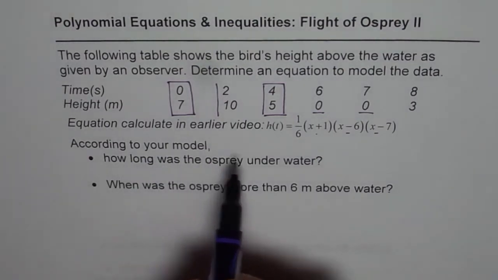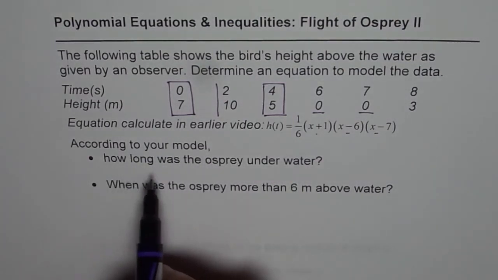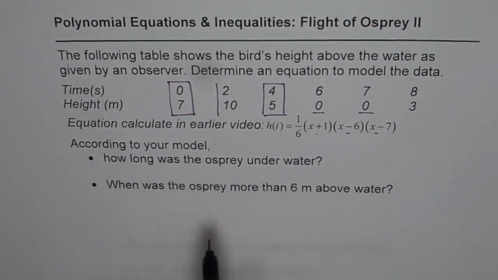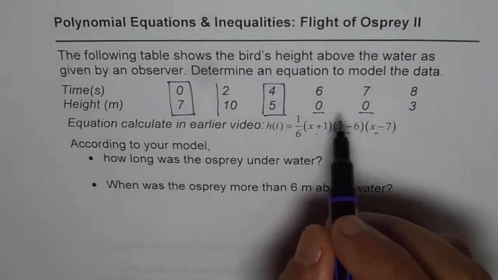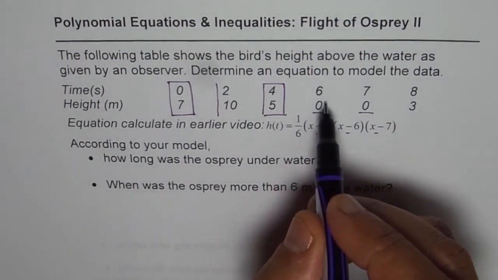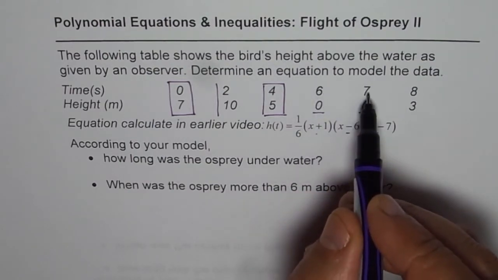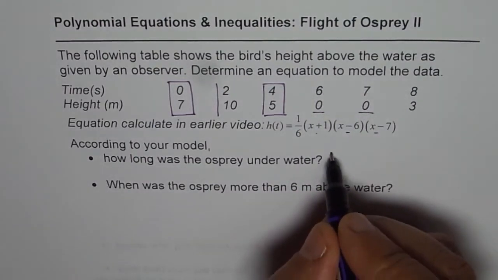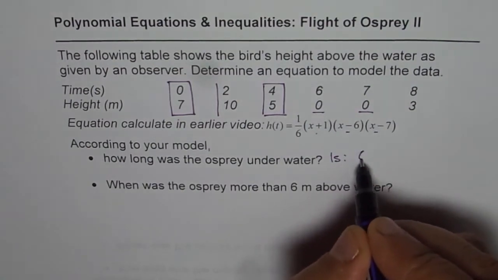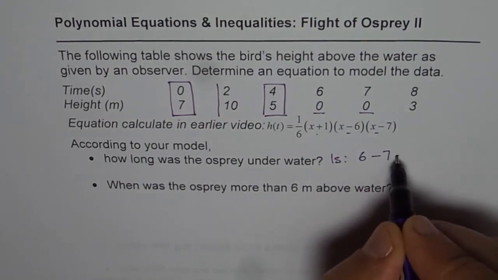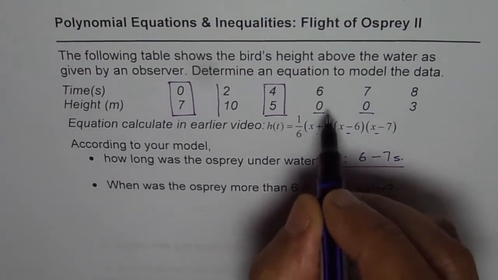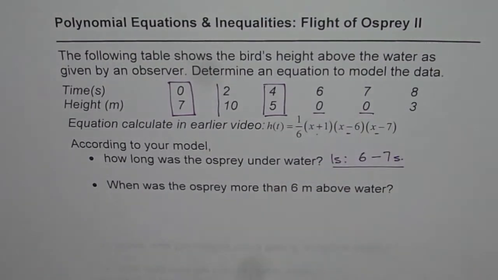So according to this model, how long was the Osprey underwater? That is absolutely clear. It went underwater at time t equals 6 and came out at 7, so it is 1 second, from 6 to 7 seconds. So that is the value and this is the time.